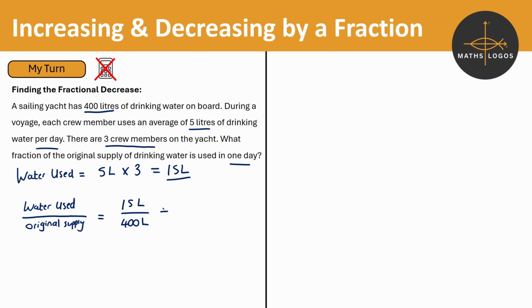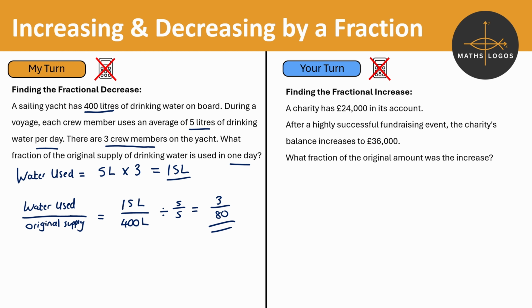We can simplify that fraction by dividing through by 5 on the numerator and on the denominator. 15 divided by 5 is 3. And 400 divided by 5, quick way to do that, we'll do 40 divided by 5. Well, that's 8. So 400 divided by 5 must be 80. What fraction of the original supply of drinking water is used in one day? 3/80. Pause the video and give this question a go.